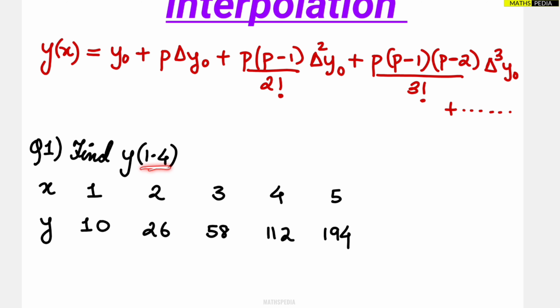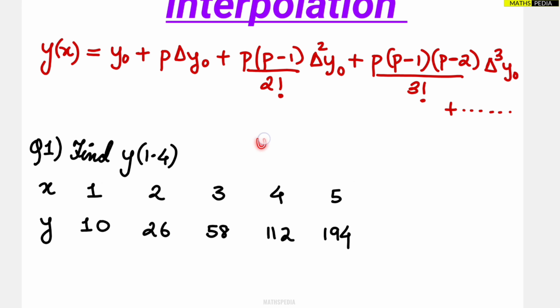y of 1.4, they are asking to find. That means this 1.4 is the x value. I have to find, for x equal to 1.4, what will be the y value? This is the question. So 1.4 lies between 1 and 2, right? 1.4 in x lies between 1 and 2. So it is between these intervals, 1 to 5. It starts from 1 till 5.